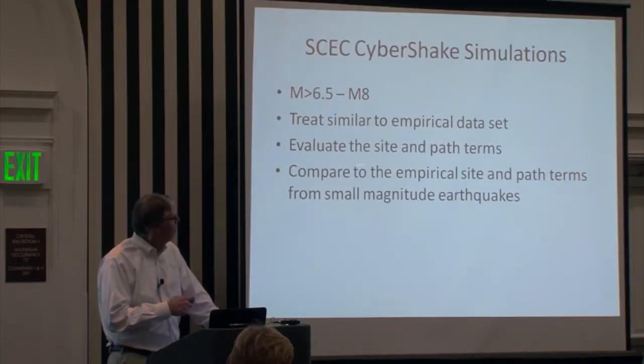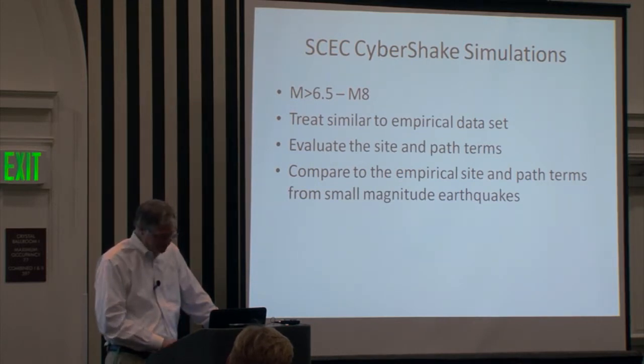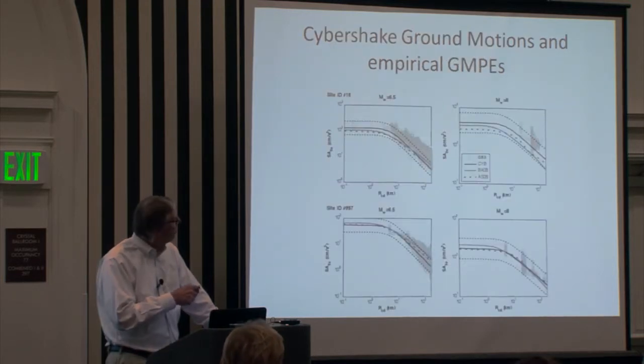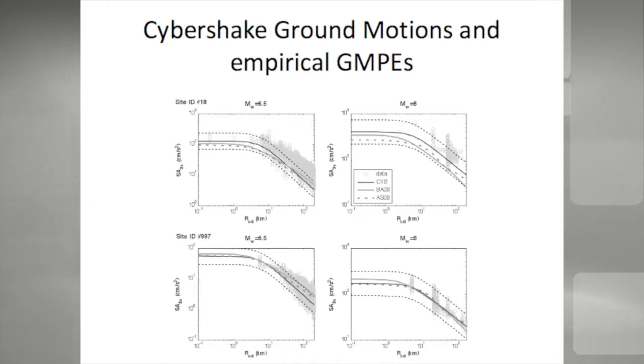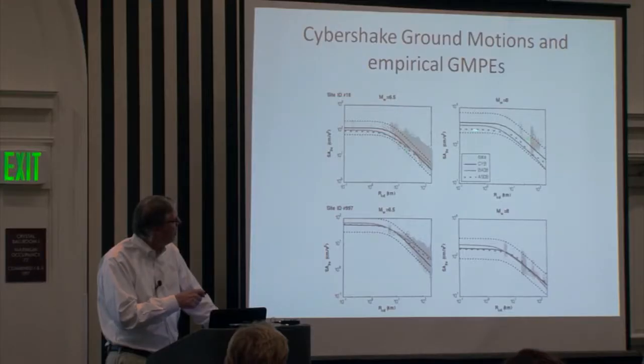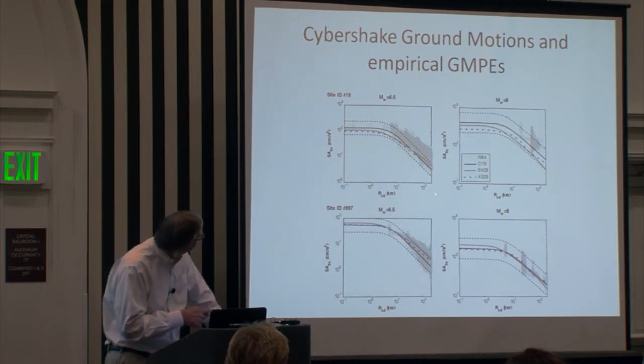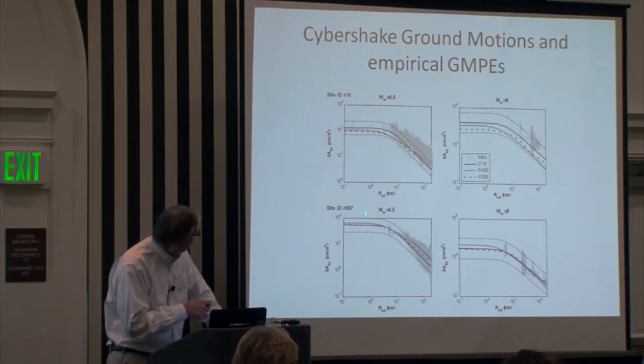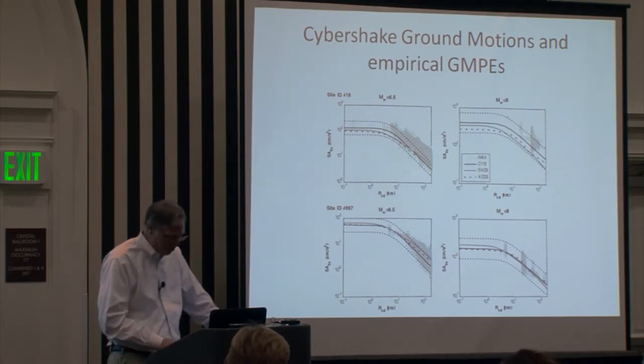But she went through that and evaluated the site and the path terms, and then we're seeing whether these are similar to what is observed empirically. So this is one example of essentially getting an empirical fit to the full data set. This is one site, site 18, for magnitude 6.5 and magnitude 8 earthquakes. Our data are here. These are showing GMPEs, and the line through here is the fit. These are GMPs down here. This line on the top is the fit that she had to the full data sets.